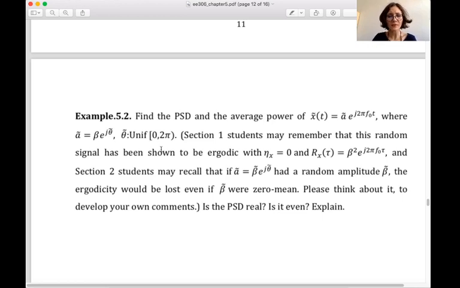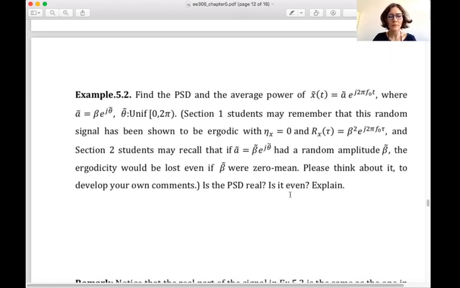Actually, in a previous exercise, we looked at this process. We showed that it is wide-sense stationary. We also showed that this process is ergodic, the mean is 0, and the autocorrelation function is given by this expression. It depends on tau. Now what we should do here is to look at the power spectral density of the process, and again, similarly, inspect some of the properties.